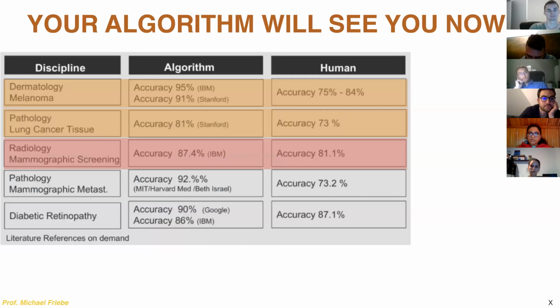This is what I was mentioning. This is the accuracy level. And by the way, these numbers are 2 years old. So these are not the newest numbers. So I'm sure that they are better now. So if you look at dermatology, and that was actually detecting a melanoma from a non-melanoma, the algorithm was always better than the human, and significantly better. Pathology, lung cancer, tissue analysis, the algorithm was always better, etc., etc.